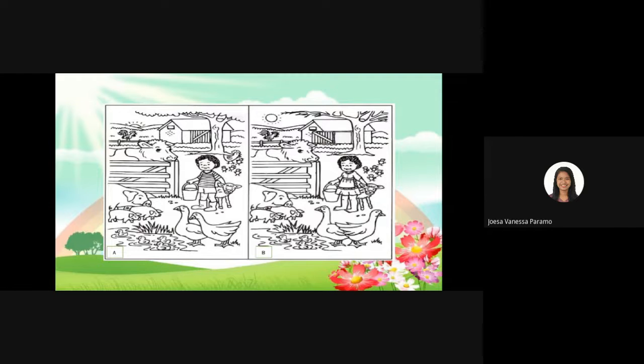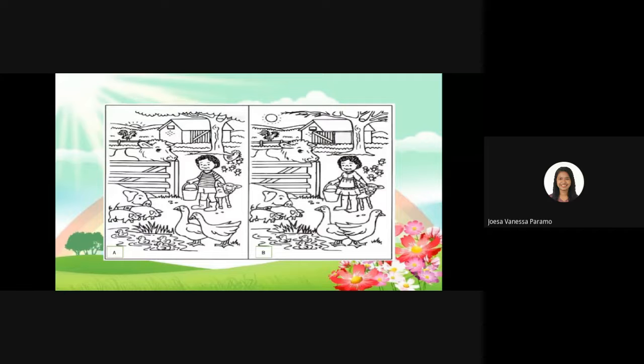Say yes if you agree with the statement below and no if you don't. Number one, there are more ducklings in feature A than B. Yes or no? Okay, very good. Yes. And number two, the animals in feature B are two more than in A. Yes or no? Okay, very good.